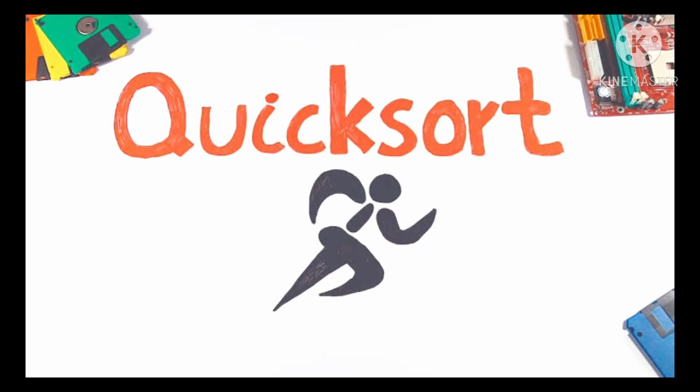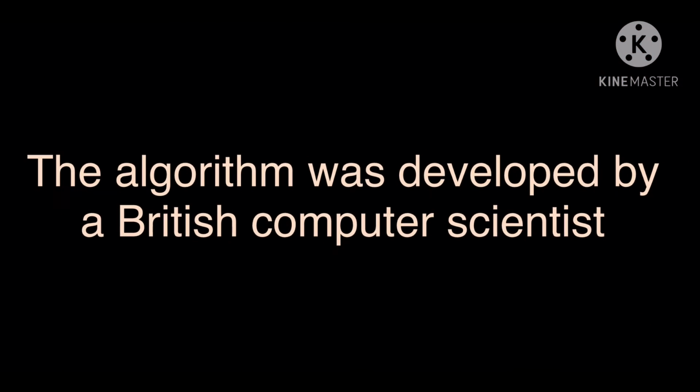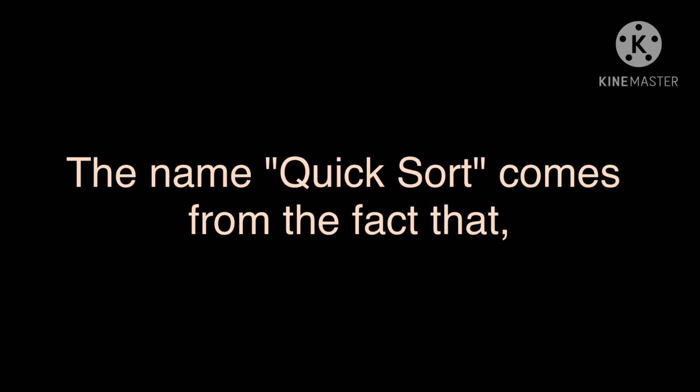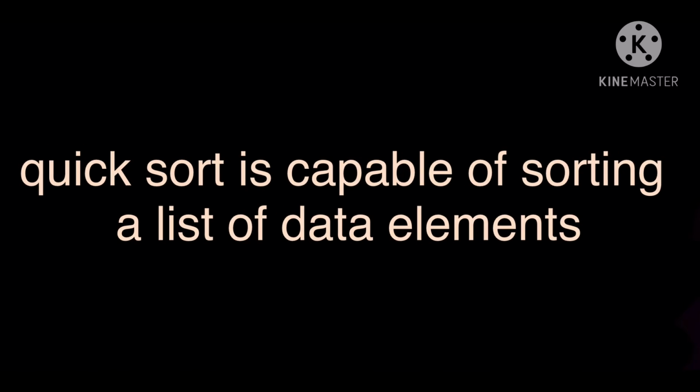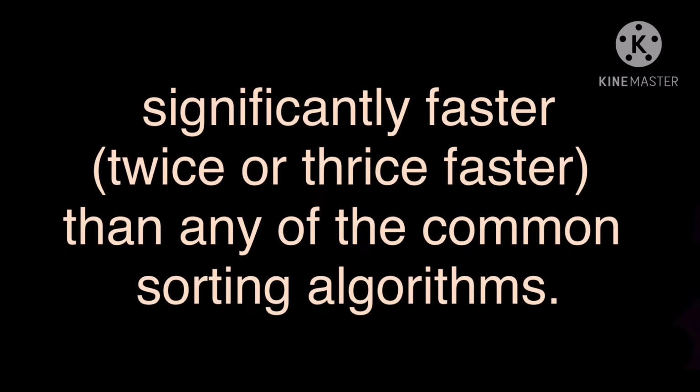Good day everyone, I will discuss Quicksort with you. The algorithm was developed by a British computer scientist, Tony Hoare, in 1959. The name Quicksort comes from the fact that Quicksort is capable of sorting a list of data significantly faster, twice or thrice faster, than any of the common sorting algorithms.